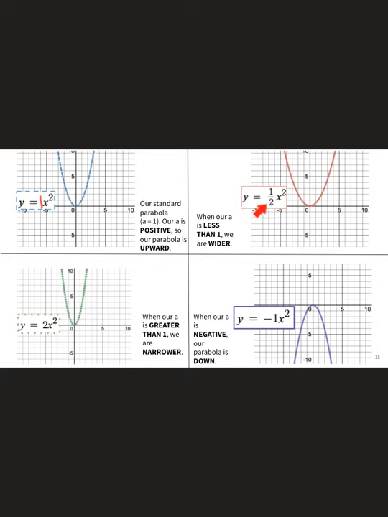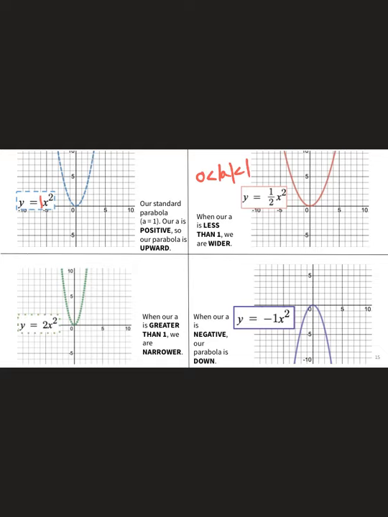When we look at y equals 1/2 x squared, we change the coefficient to be less than 1, but still greater than 0. So we know that it's still going to be a positive value, so it should still be facing upward. But because it's less than 1, we're actually going to be wider. So whenever the absolute value of a is a fraction between 0 and 1, we actually are widening our function.